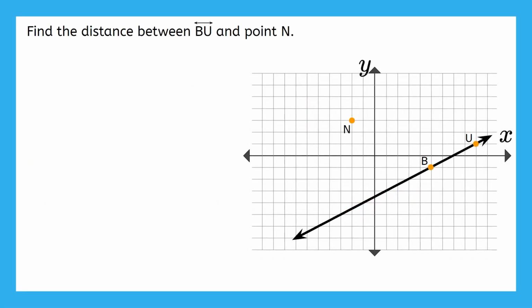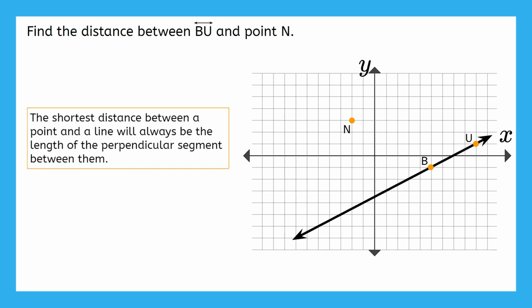Let's apply this new knowledge to a practice problem. Find the distance between line BU and point N. We can always assume that when asked for a distance, it means the shortest possible distance. Let's bring that new fact back in here. The shortest distance between a line and a point will always be the length of the perpendicular line between them. So we need to find the perpendicular line from line BU and point N. What do we know about finding lines that are perpendicular to given lines? Their slopes should be opposite reciprocals.